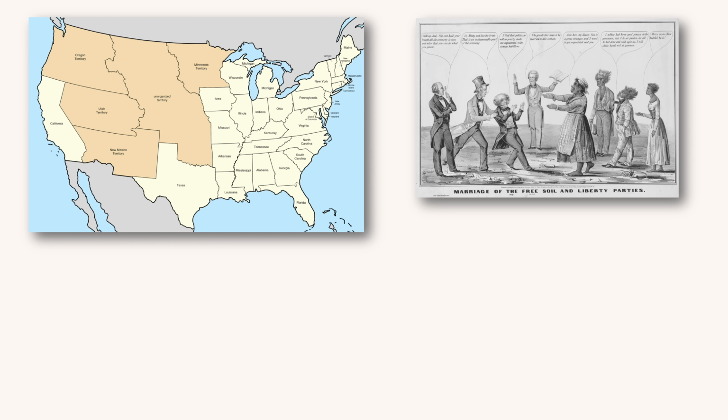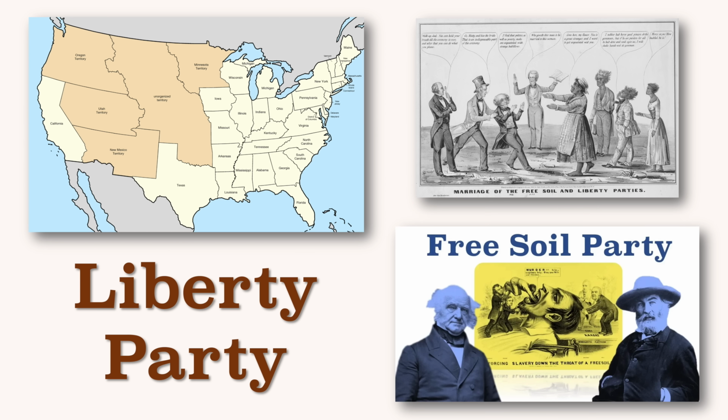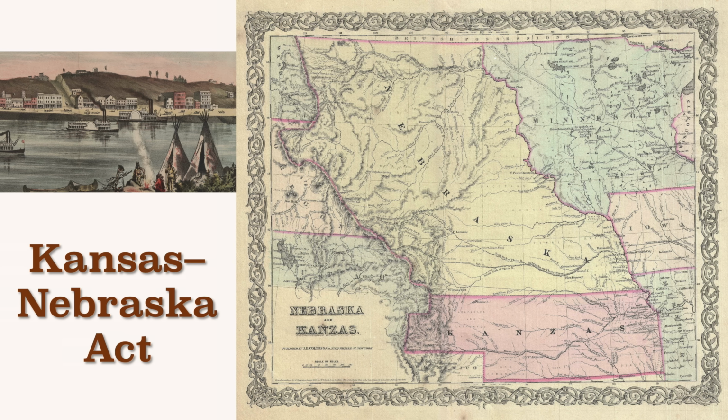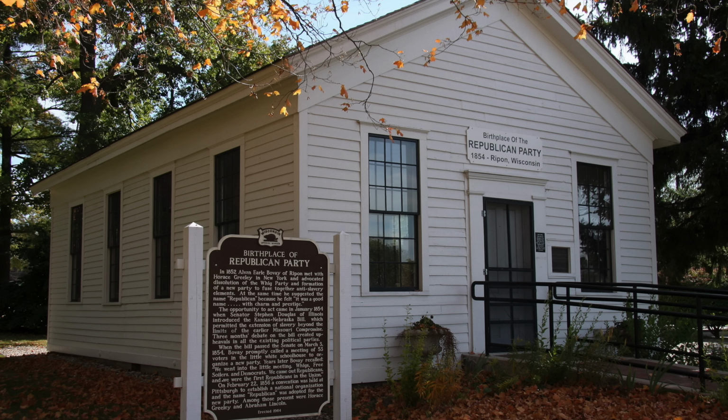In fact, new third parties emerged, like the Liberty Party and Free Soil Party, completely focused on the slavery issue. After the Kansas-Nebraska Act got rid of the Missouri Compromise in 1854, thus making a lot of abolitionist Northerners mad, the Whig Party completely collapsed and a new third party, the Republican Party, would form.